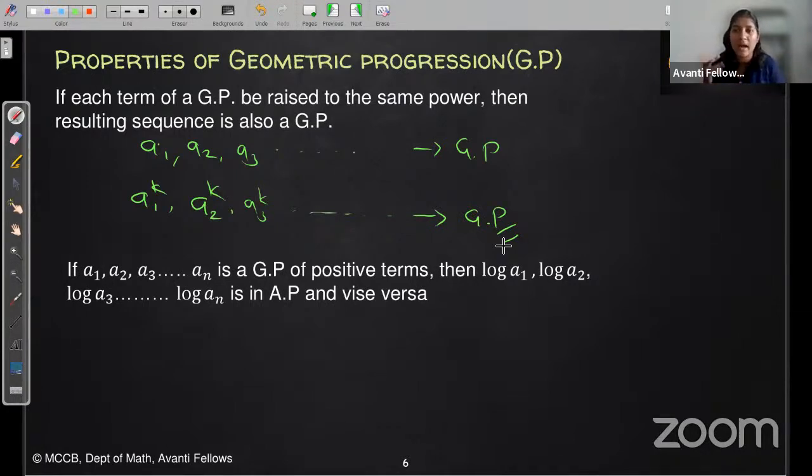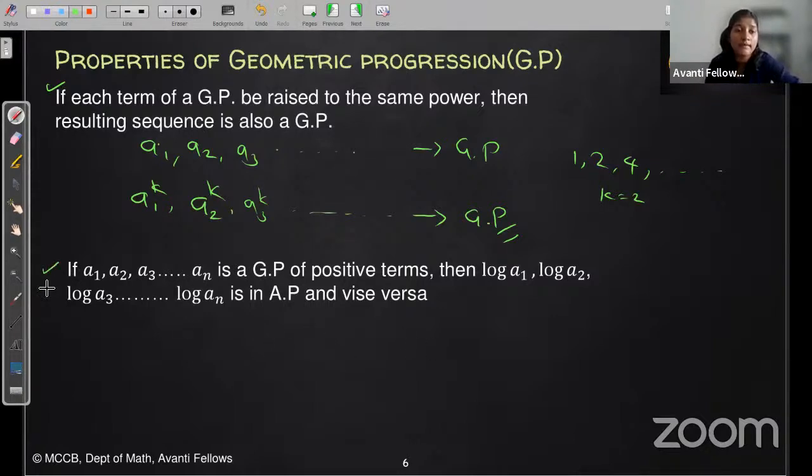So this is what our property says. You can take one example and check. You can take example 1, 2, 4, so on, and raise the power of this by 2, where K is equal to 2. You get one sequence and you can check that that sequence will also be a GP. Fine. Is it clear to you all? Any doubt in this? If there is no doubt, then we'll move ahead. We'll go to the next one.